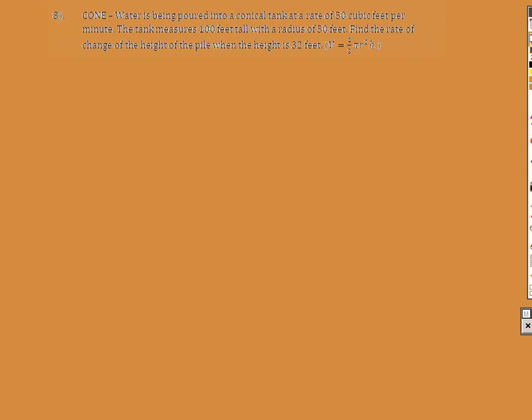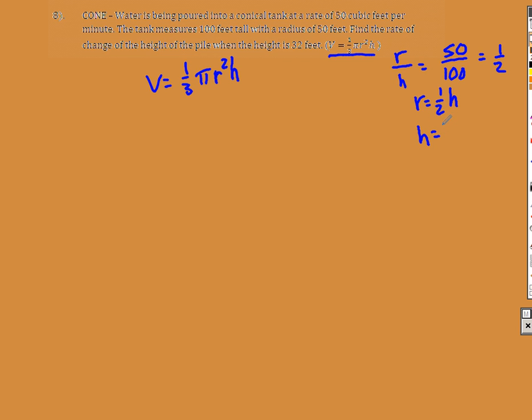Number 8, the cone. This is the one that's going to be the trickiest of all of them. Volume equals 1/3 pi r squared h. Now, in this one, we want to see what relationship can we form between the radius and the height. Well, the tank is 100 feet tall and the radius is 50 feet. That means that radius over height would be 50 over 100, or 1 over 2. That means that the radius is always half of the height, or that would mean also that the height would be twice the radius.